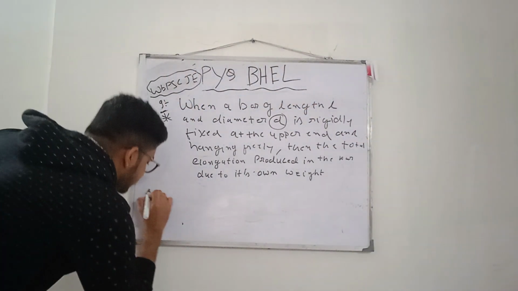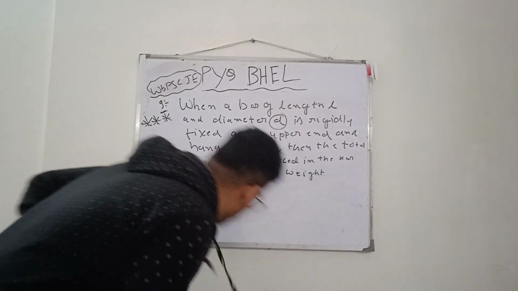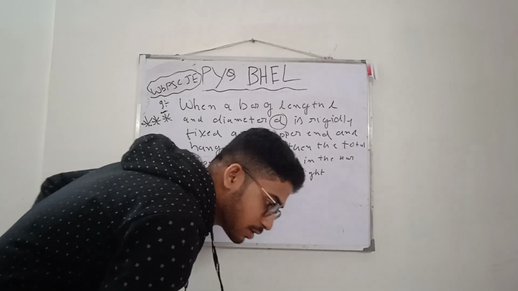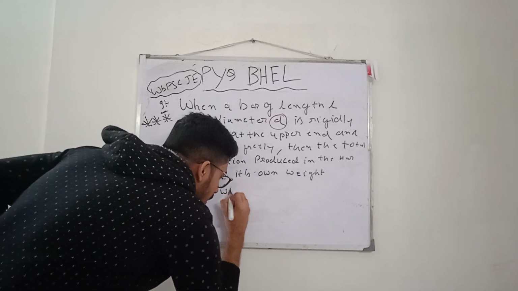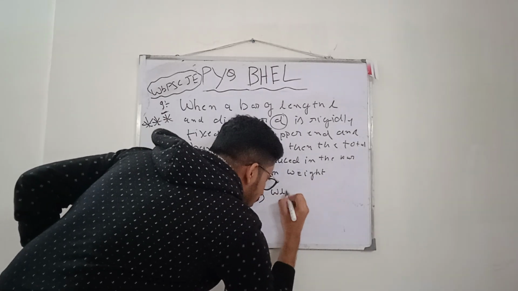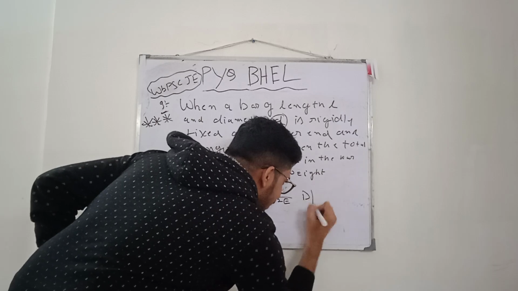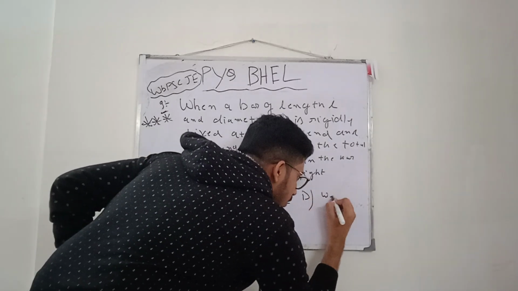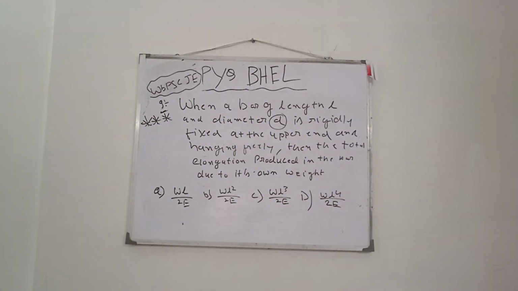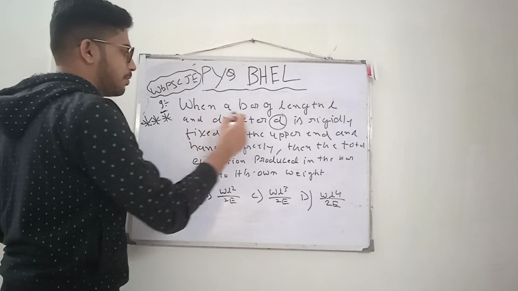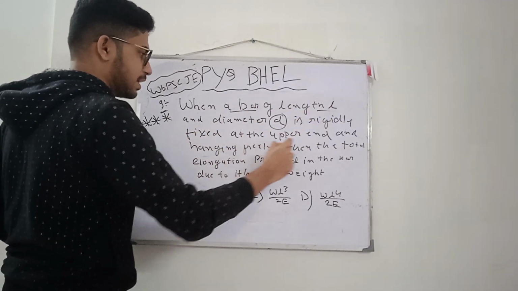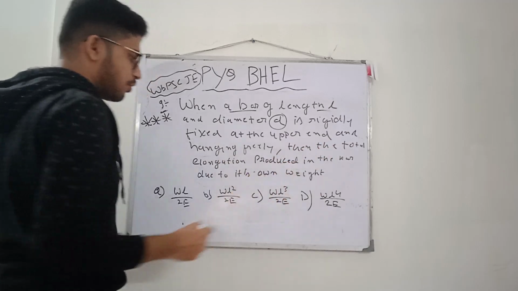Okay, first option is WL by 2E. Second, W square by 2E. Third, WL cube by 2E. And the D option is WL to the power 4 by 2E. So this is a question: when a bar of length L and diameter D is rigidly fixed at the upper end and hanging freely, then the total elongation produced in the bar due to its own weight.